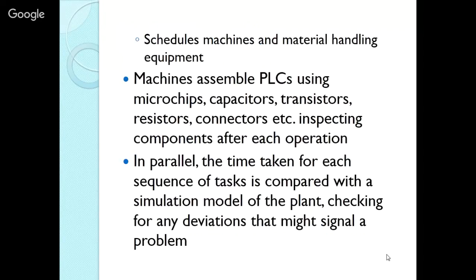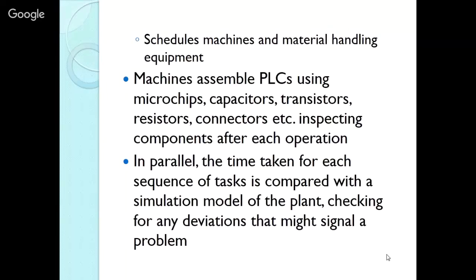And then the system will automatically schedule the machines and the material handling equipment to produce that part. Now, the machines will start assembling the PLCs using microchips or ICs, capacitors, transistors, resistors, etc. And after each operation, an inspection is done on the machine automatically.